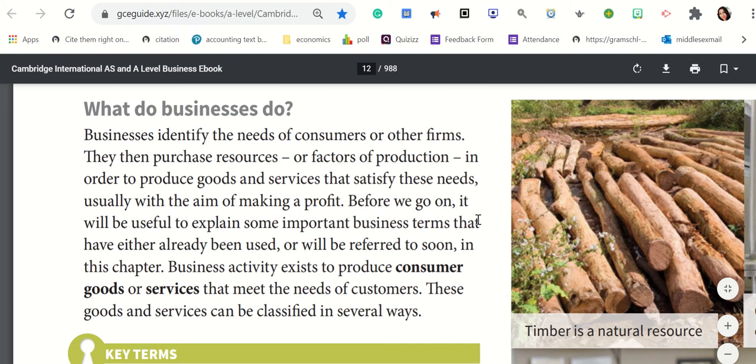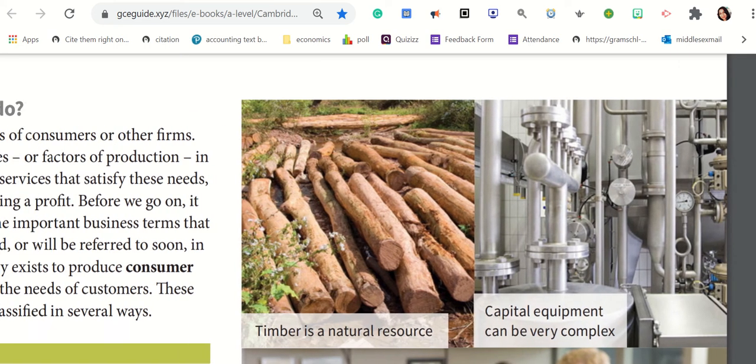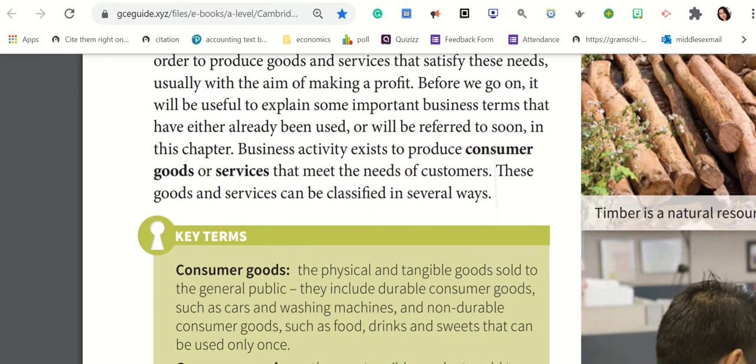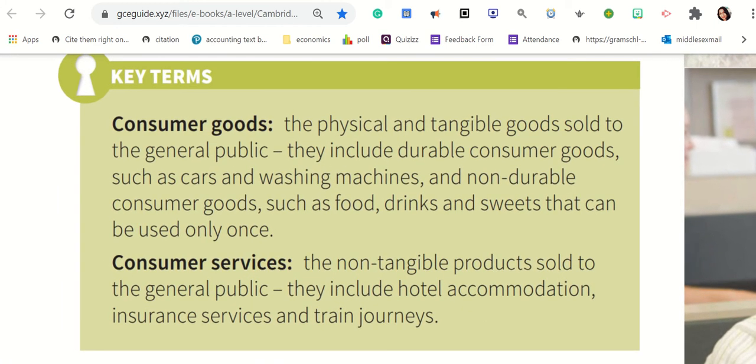So here we are looking into consumer goods and services. These are directly to meet the needs of the customers. And the difference between goods and services, goods are physical and they are tangible. However, services are intangible and invisible. Now, the service that I am providing is a service, the teaching that I do. So you can see the definition of consumer goods and consumer services. Take a few minutes to read.